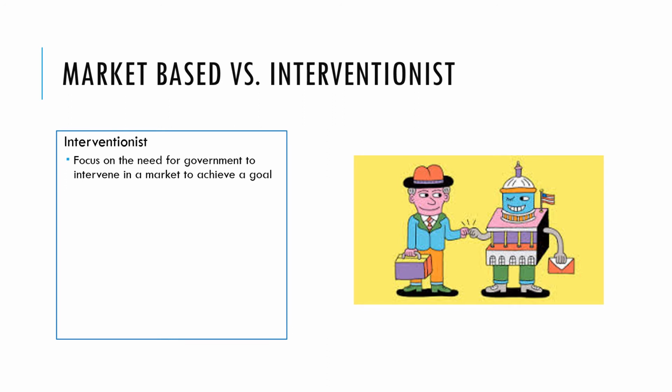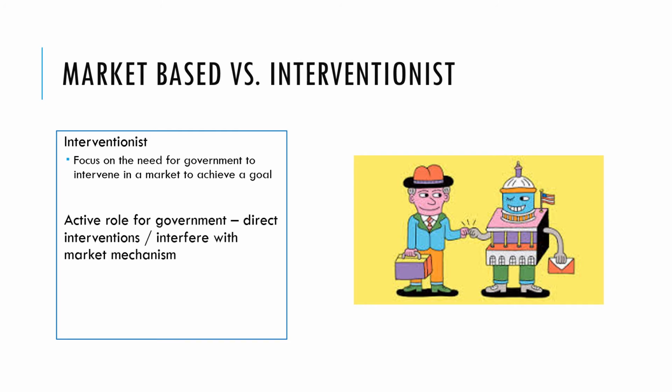Interventionist policies, on the other hand, involve the government actually taking a more active approach and intervening in order to try and provide an environment where businesses produce more. This is an active role for government, direct interventions, or interfering with the market mechanism rather than allowing the market mechanism to more freely function.